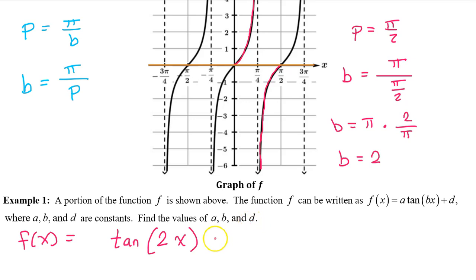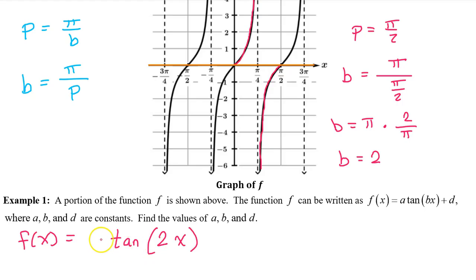The d value corresponds to the midline, and we can tell that the midline is still y equals 0 because this is where the tangent function changes concavity. See how it goes from concave down to concave up right at the x-axis? That tells us that the x-axis is still the midline. So d is 0, and we don't need to write anything.